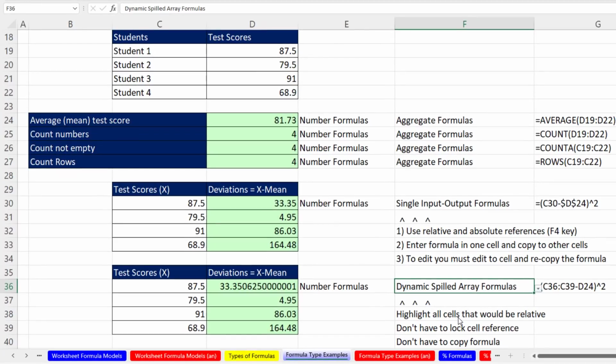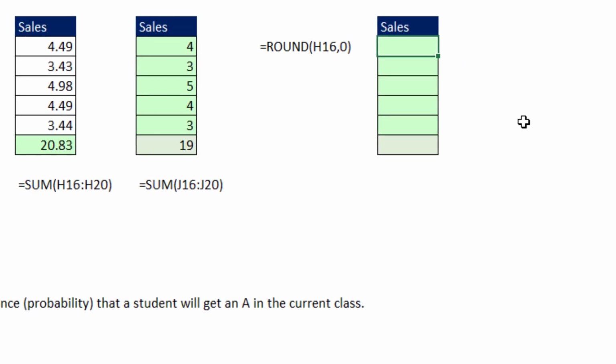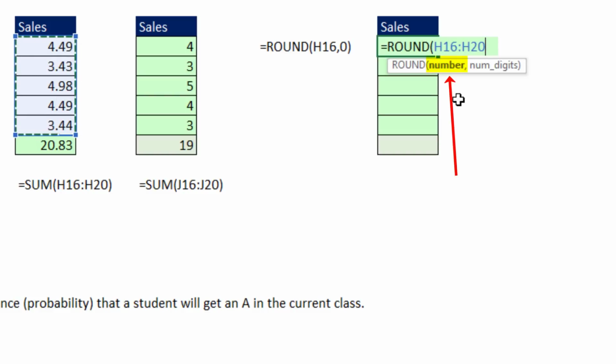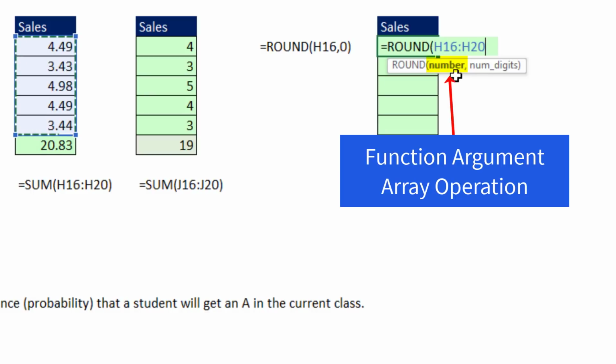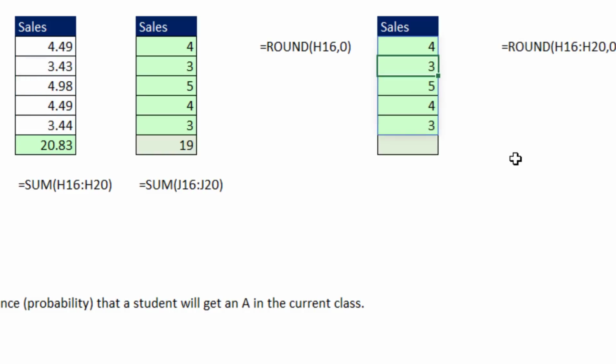Now, before we look at the other type of array formula, I want to go back over to the sheet, Worksheet Formula Models. Now, we did the round function, and we copied it down. But since we know that in Microsoft 365, we don't have to copy, we can redo this formula, highlighting all the potential relative cell references, because we've highlighted 5 different items. And into the number argument, we put an array of 5 items. We're making a function argument array operation, comma, 0, close parentheses. And when I hit Enter, the 5 results spill into the worksheet.